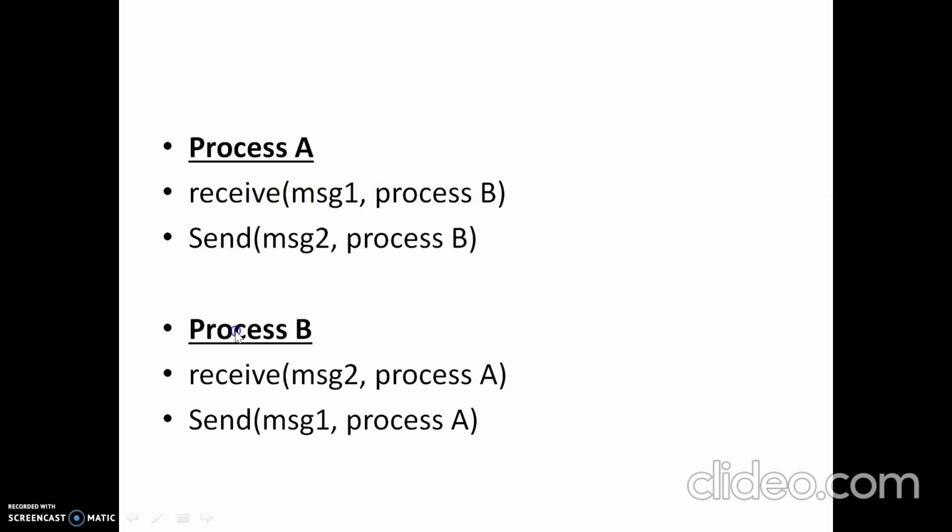At the same time, process B is expecting a message from process A, which means both will be expecting a message from the other, and neither will send the message to the other. So they will be permanently waiting for a message from each other, and it is called a deadlock.